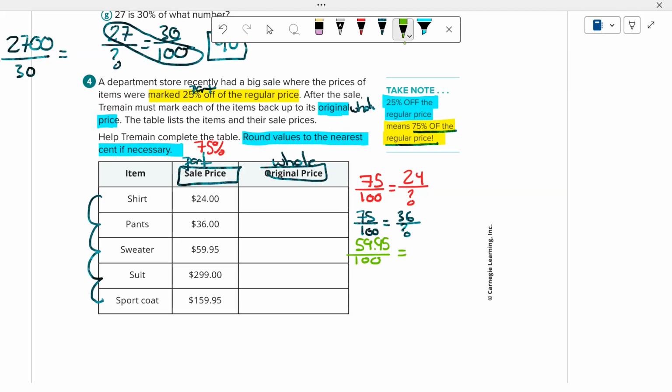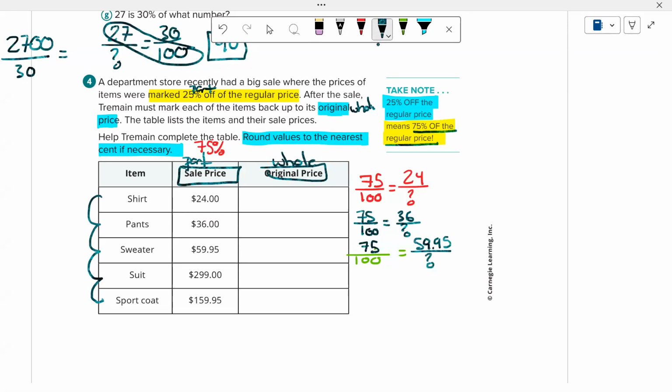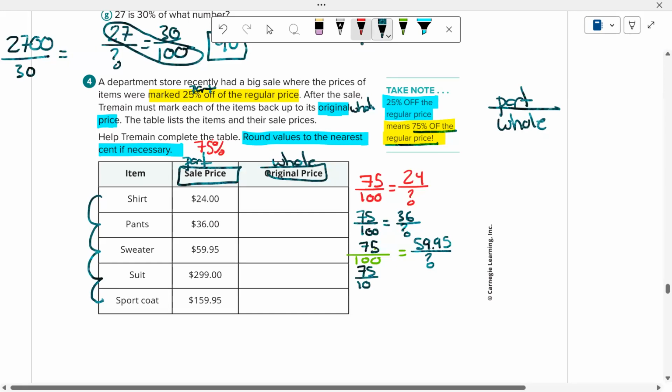Oops, I jacked that up. Don't judge me, y'all. That's 75 again, okay? 59.95. But I don't know the original part, the whole. Remember, the numerator is part, and the denominator is always whole. And the last two, 75% over 100 is equal to 299 over mystery.